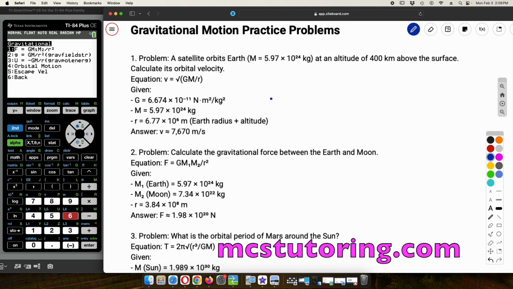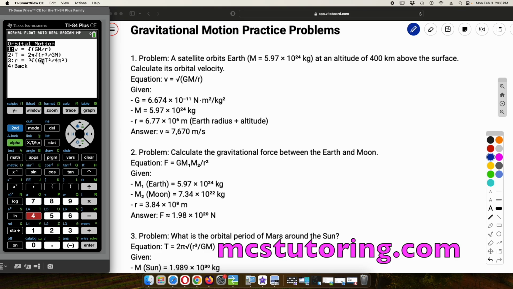Okay, first one. A satellite orbits Earth, mass is 5.97 times 10 to the fourth kg, altitude of 400 kilometers above the surface. Calculate its orbital velocity. So when it says orbital stuff, I'm just going to assume it's equation 4 here, orbital motion. And what we're trying to find is its velocity, so I'm assuming that's v. It's going to be that equation there.